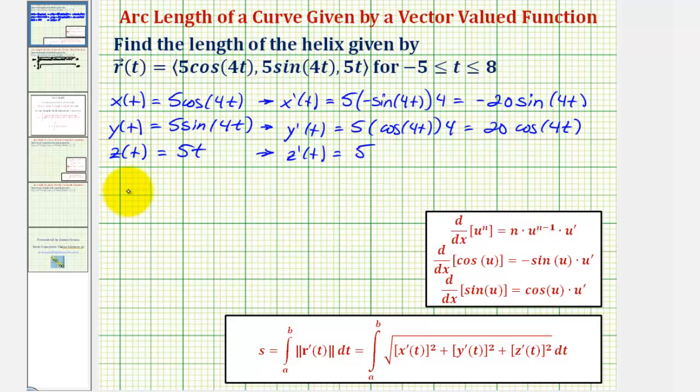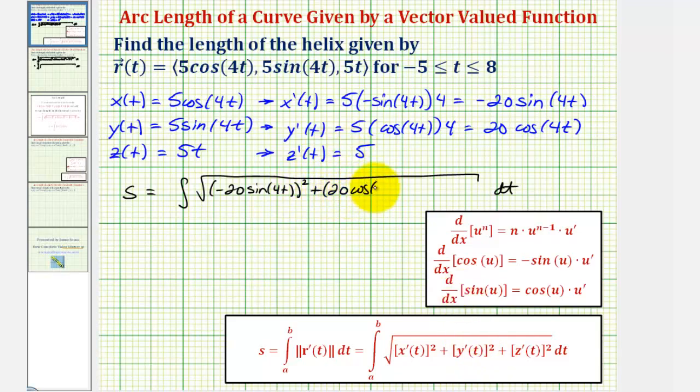Which means the arc length s is equal to the integral of the square root of x prime of t squared, which would be negative 20 sine 4t squared, plus y prime of t squared, which would be 20 cosine 4t squared, plus z prime of t squared, which would be 5 squared. We want to integrate on the interval from -5 to 8. Let's continue on the next slide.